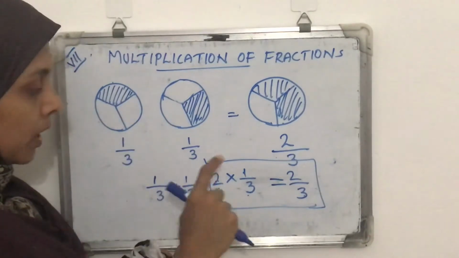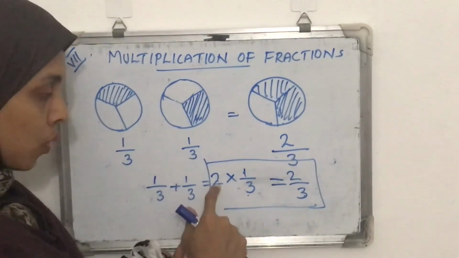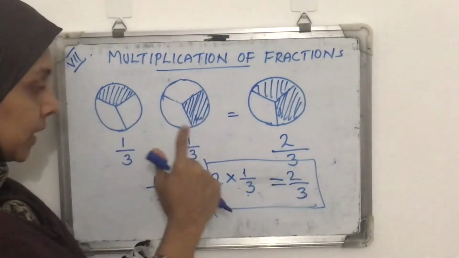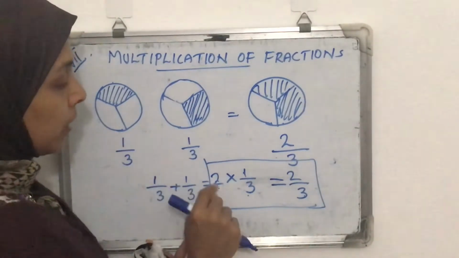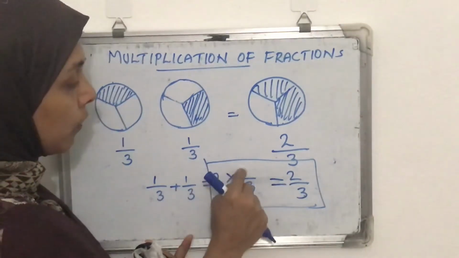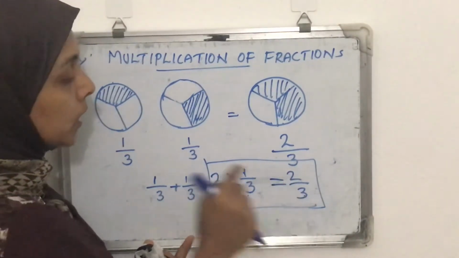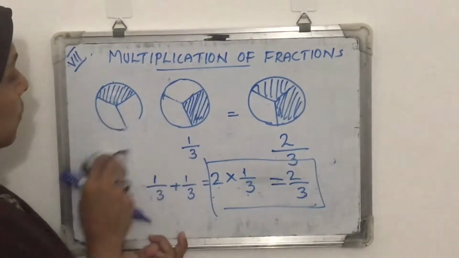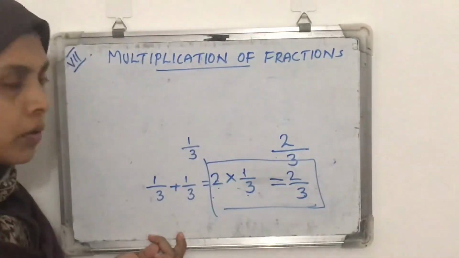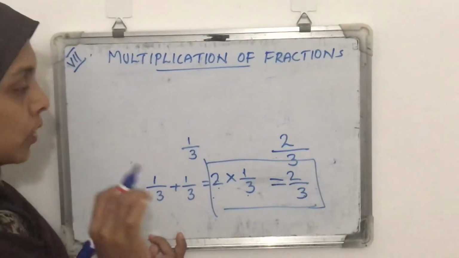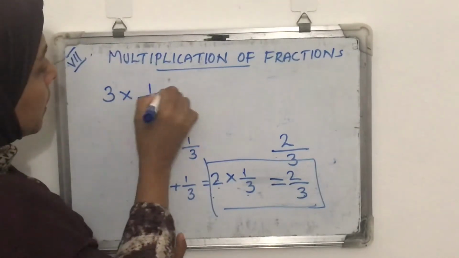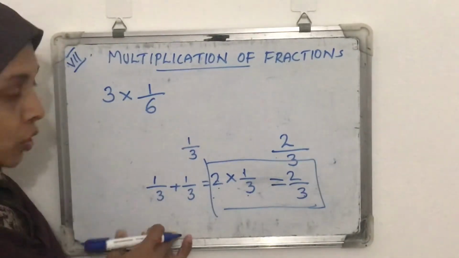Okay, so is it clear how the multiplication of a whole number with one fraction is formed? With this example it is clear. The rule is to multiply the whole number with the numerator part. So 2 into 1 you will get 2, and the denominator is the same, 3. I drew this figure only for clarity. For our questions we don't need the figure, we only need to understand the rule. Now take another whole number, 3, multiplied with 1 by 6. 3 into 1 by 6. So what will that be?